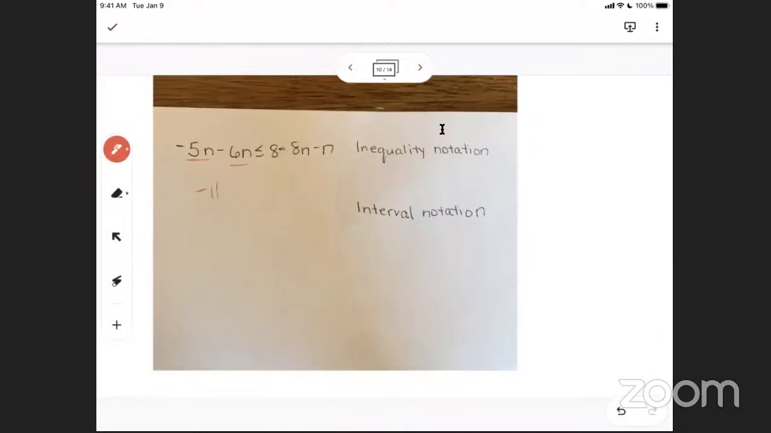So we're going to add like terms here. That's negative 11n. And we're going to add like terms there. And the 8 stays how it is. So that's 8 minus 9n. So I'm going to just move the 9n to the right side. So I'm adding 9n. So that gives me negative 2n is less than or equal to 8. Now I'm going to divide by negative 2, which means I have to flip the sign, and it becomes a negative 4. So inequality notation is n is greater than or equal to negative 4. And that means it starts at negative 4 inclusive, and it goes to infinity.